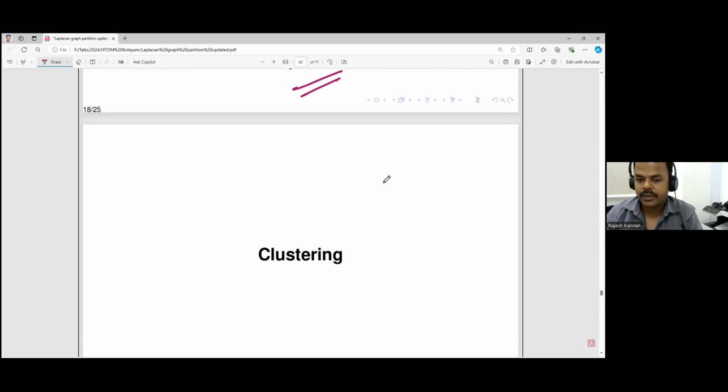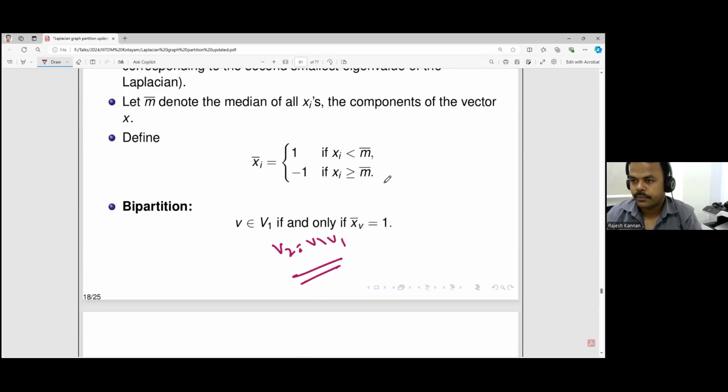So this will give a bipartition. Okay, so now this is a heuristic. This is not an algorithm. So I'm not going to prove that this will always give me a perfect bipartition.